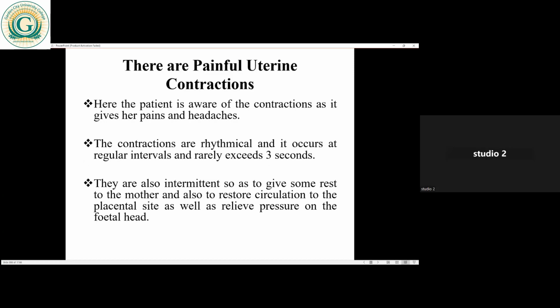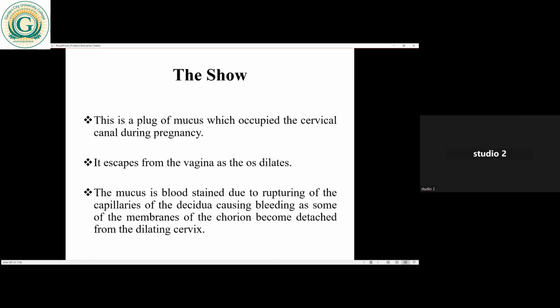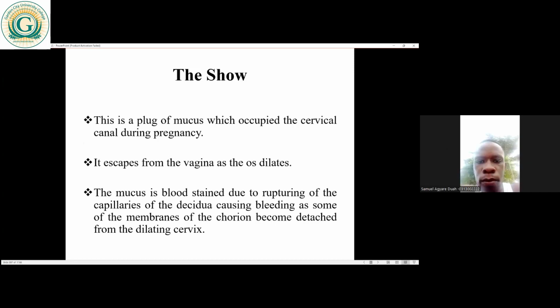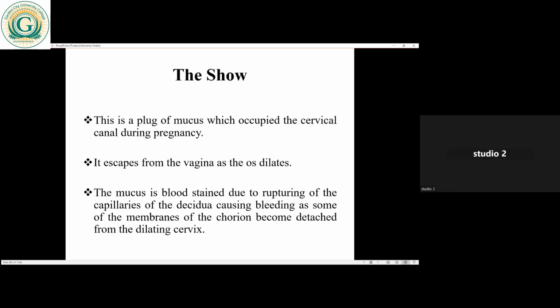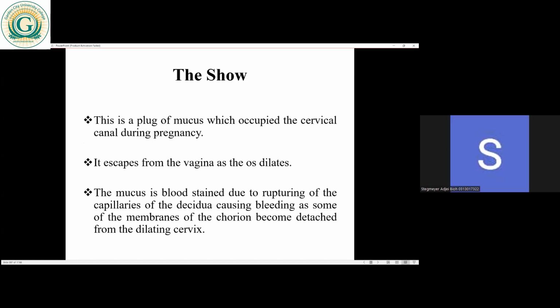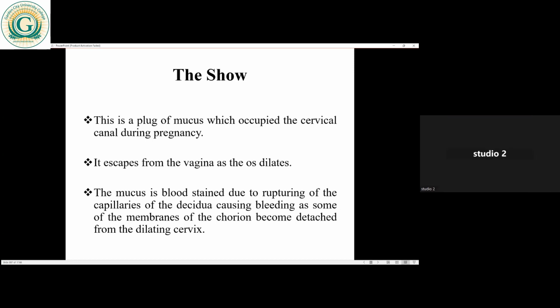So as I said, painful uterine contractions, rhythmic, and they occur regularly. They are also intermittent, so as to give some relief to the mother and also restore circulation. Then we have the plug of mucus, which occupies the cervical canal during pregnancy, escaping from the vagina as the os dilates. The mucus is blood stained due to rupturing of the capillaries of the deciduum, causing bleeding as some of the membranes of the chorion become detached.